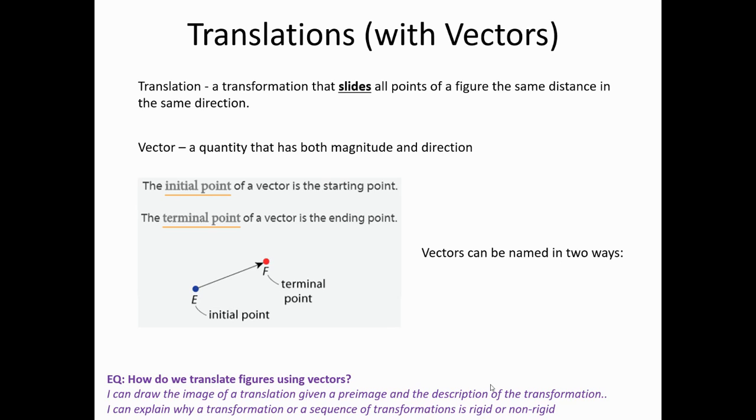All right, so translations with vectors. A translation is a transformation that slides all points of a figure the same distance in the same direction. So basically a translation is just going to move your figure. Then a vector, which is how we're going to do this, is a quantity that has both magnitude and direction.